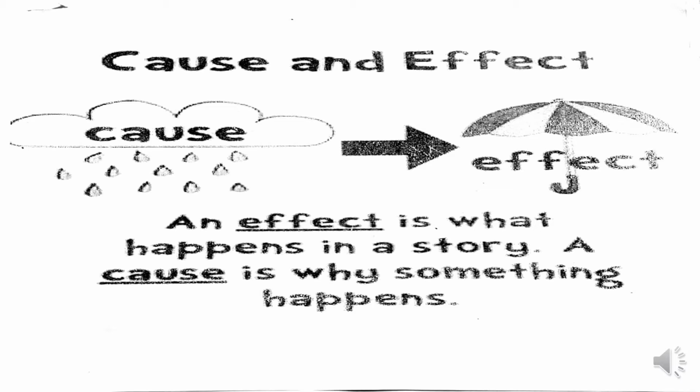So the effect is what happens in a story. A cause is why something happens. When I say why I use my umbrella, the answer will be because it rains. So it rains. First, this is the cause, and the result of this cause is I use my umbrella. This is the effect of this cause.